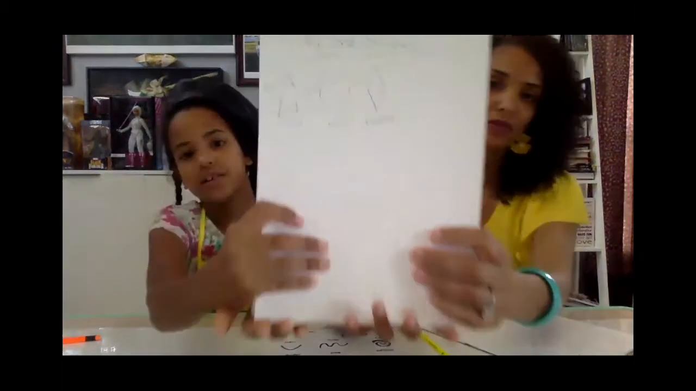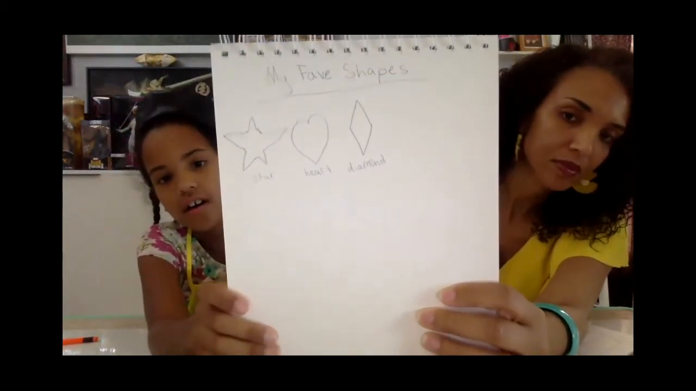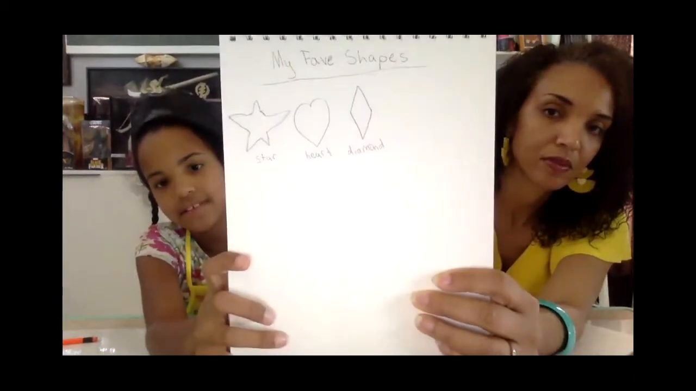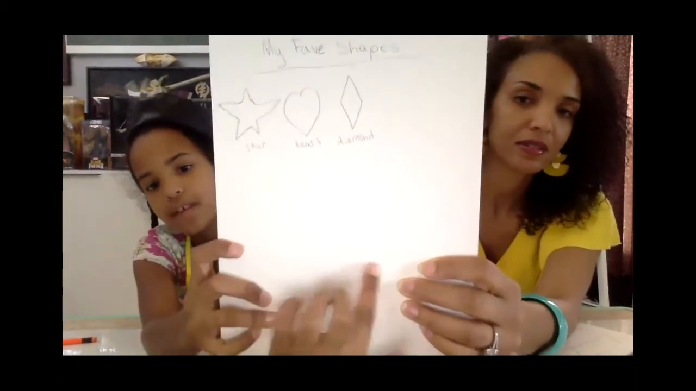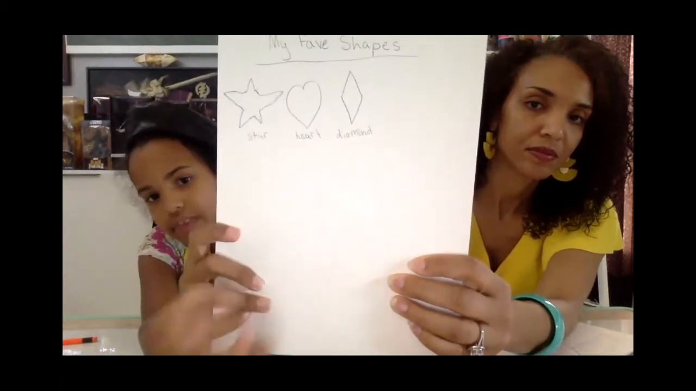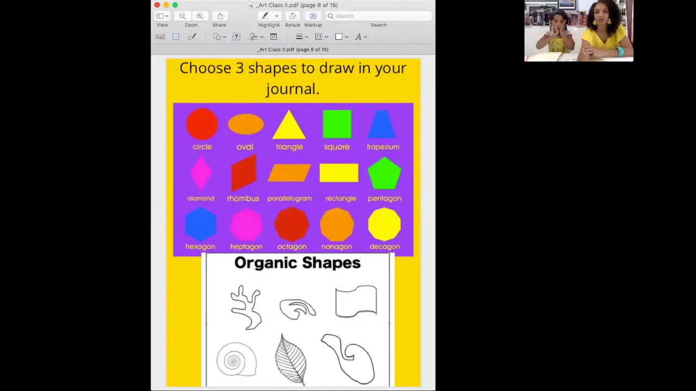All right. What did you decide to draw? I drew a star, a heart, and a diamond. Okay. And I'm going to draw them all in a picture at the bottom here. I wonder what everyone else will draw. Okay, so those are our geometric shapes. And we'll see. I wonder what they're drawing at home. And what about the organic shapes?